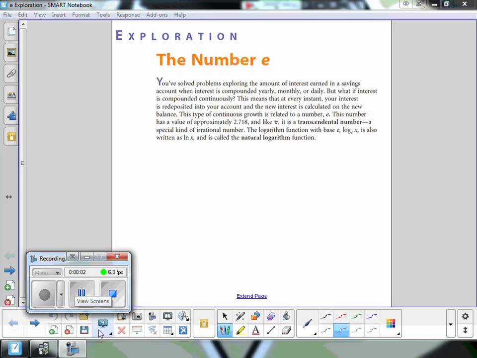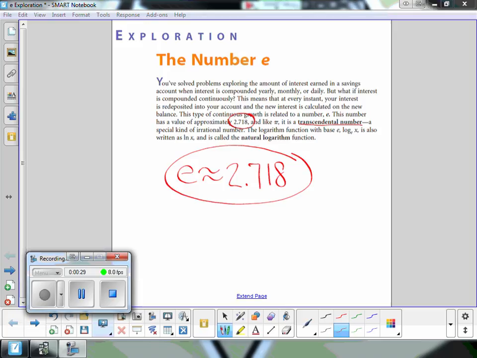Welcome class. Today we're going to work on an exploration on finding the number e. E is one of those numbers in math that is similar to pi. It's called a transcendental number, and it's basically a non-repeating and non-terminating decimal. Its approximate value we'll find is 2.718. Remember that number? It's going to come up later in this lesson.